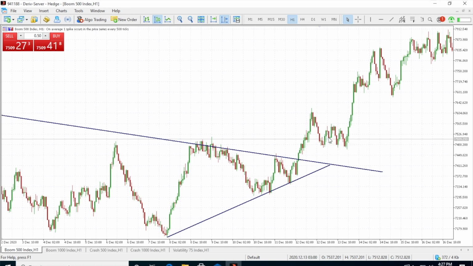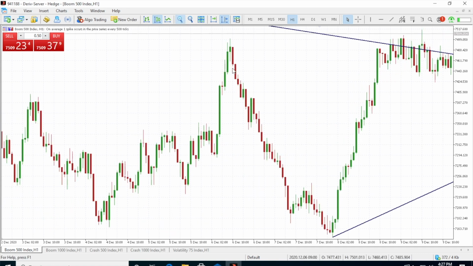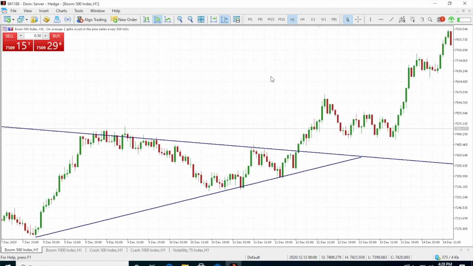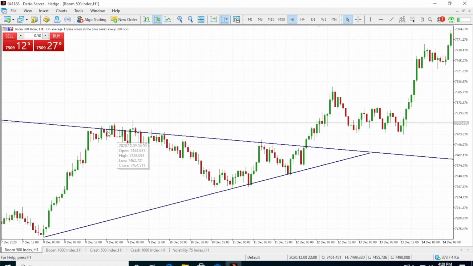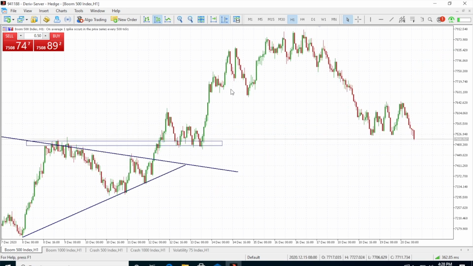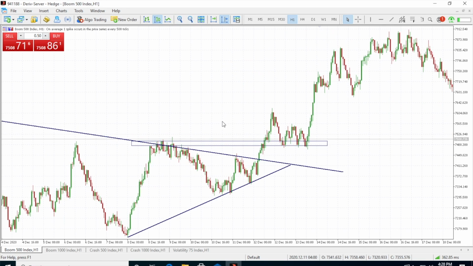So at this level, if you see, we have some kind of pattern. But before considering that pattern, let's see the confluence area. Here you see at this level, the market was rejected many times, so we can consider this level as a very crucial point. Let's just put a box at that level. Maybe if the market gets rejected at that level many times, or if we see any kind of market reversal sign on this box level, that will be a good sign for us to take a trade.